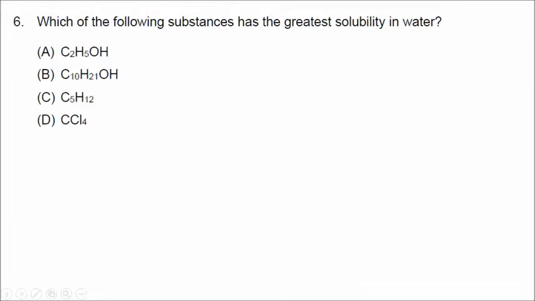In number 6, we have 4 substances, and we have to choose the one that has the greatest solubility in water. We've already talked about the fact that nonpolar substances do not mix with water very much. So we could eliminate choices C and D since those are both nonpolar. The difference between choices A and B, which both contain a polar OH group and could potentially form hydrogen bonds with water, is that one of these molecules is much longer than the other. There's a lot more carbons in the molecule in choice B than choice A.